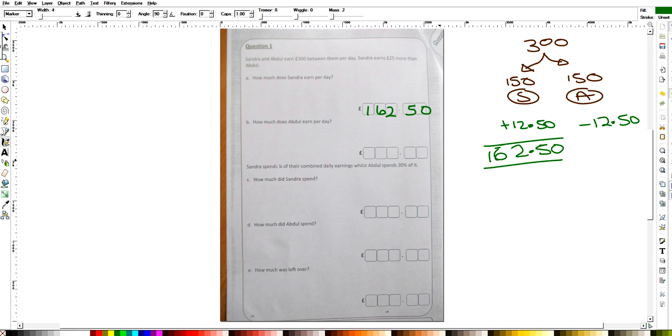Happy with that? Okay, so £25 is split into 2. Take it off here and add it onto there. The difference will now be 25. Now, how much does Abdul earn per day? So for Abdul, we've got to minus it. So 150 minus the £12.50. So his earnings will be £137.50. And how do we work that? By taking away. And if you look at the difference, it's £25. So it's 1, 3, 7.